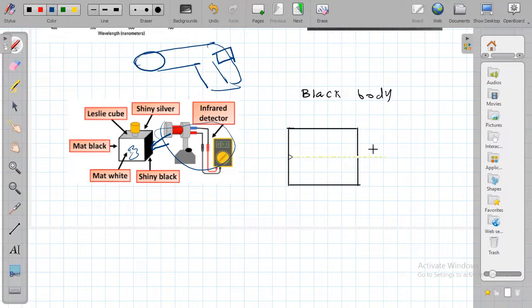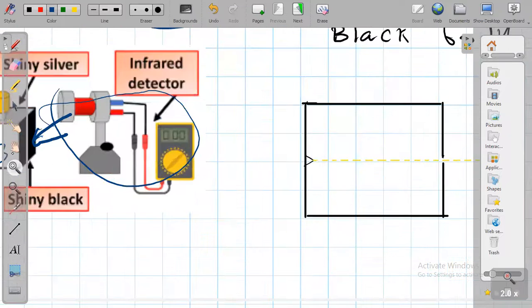So now we are just about to observe what is a black body.